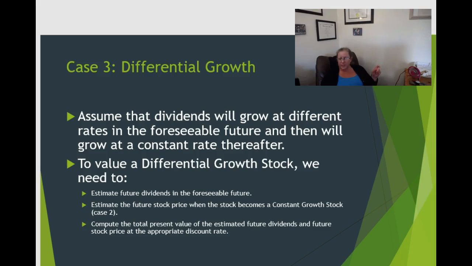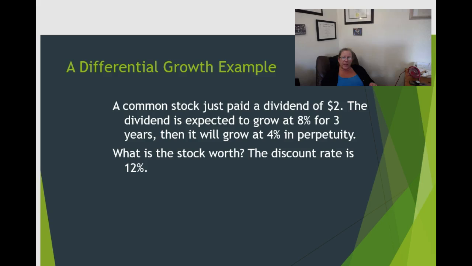So the first step is to estimate the future dividend in the foreseeable future. And then we're going to estimate the future stock price when the stock becomes a constant growth stock. And then we will compute the total present value of the estimated future dividends and the future stock price at the appropriate discount rate. So let's look at an example.